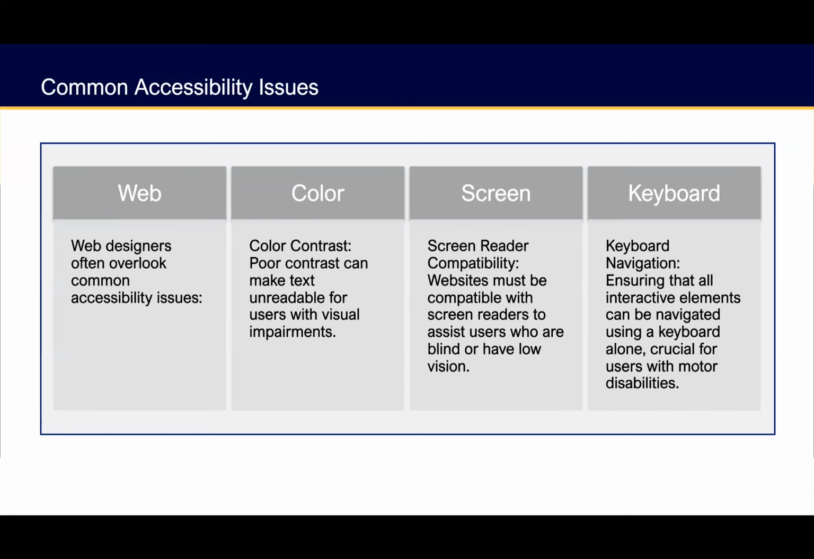Now, similarly, keyboard navigation. So screen readers use tags to hop back and forth. So maybe a user wants to go to the third heading. They can skip all of the stuff and jump right to that third heading. Keyboard navigation is your ability to navigate a website without the use of a mouse or a trackpad or anything like that.